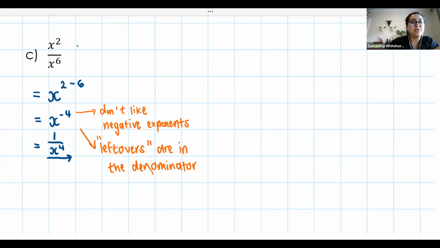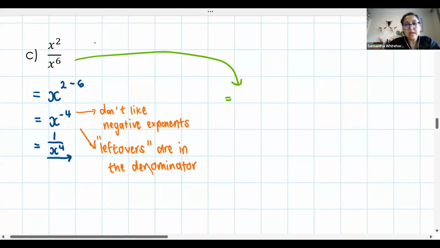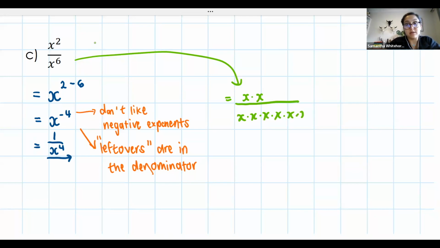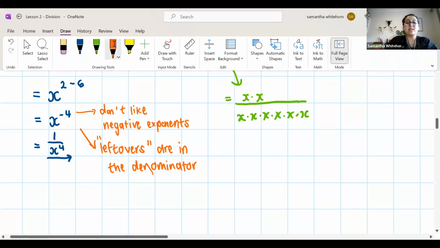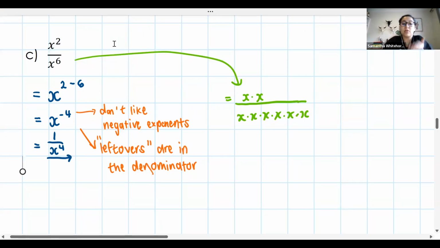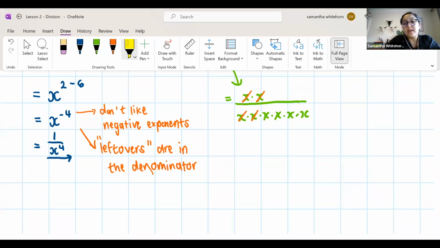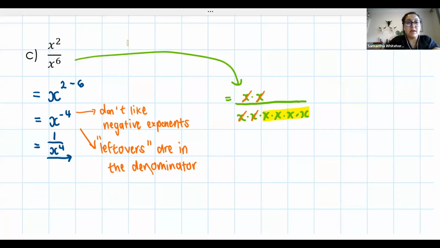Now that might be a bit confusing, so let's take a look and see what would happen if I expanded this. That would be x times x in my numerator, and then x times x times x times x times x times x in my denominator. Now I can already see that I've got many more x's in my denominator than I do in my numerator, so it makes sense that the leftovers are at the bottom. Cancel one x with one x, a second x with a second x, and now I'm done. I've got no more x's in my numerator to cancel, and so I see that I've got 4 x's left in my denominator.